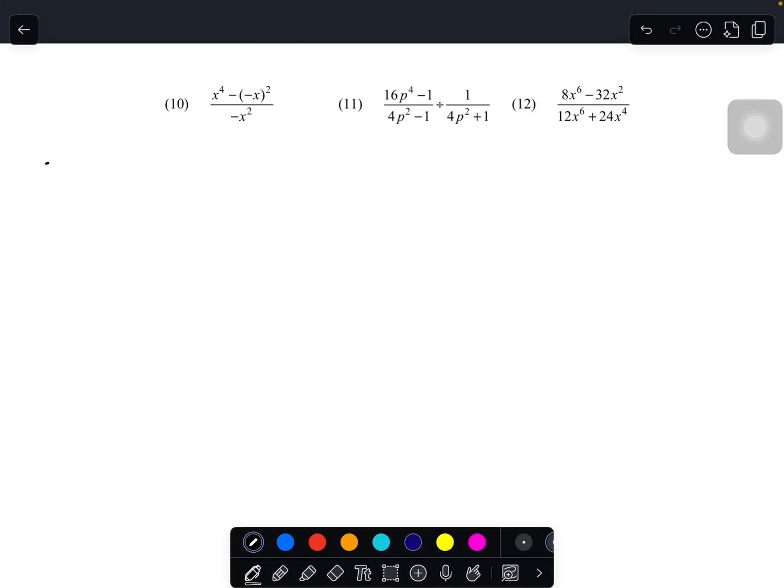Hi guys, today we're going to be working with factorization with our fractions and simplifying. Okay, so you need to have a good understanding of factorization in order to be able to do this. Let's jump right into it.